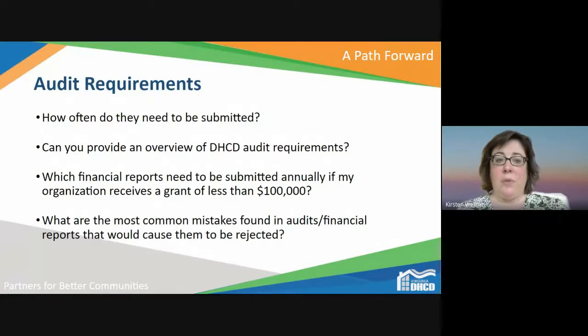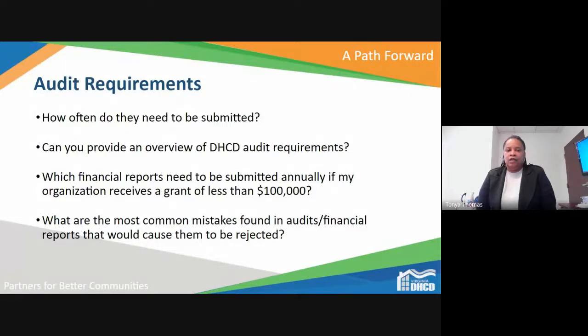Great. And what would you say are the most common mistakes found in the audits or the financial reports that would cause them to get rejected? The biggest one that I've seen is organizations' failure to submit the statement of cash flows.